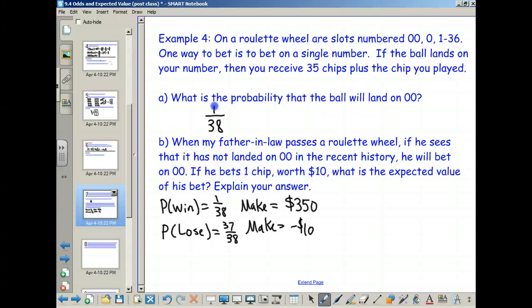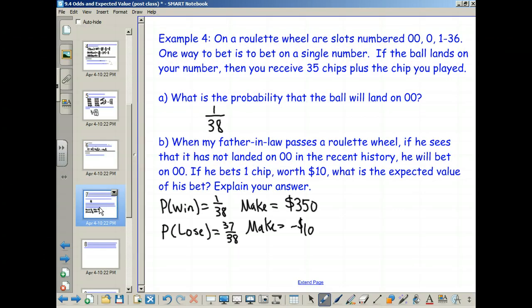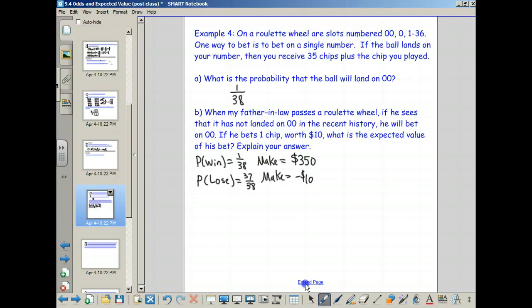Okay, everybody with me? So expected value, as we saw on the previous screen, takes each outcome times the probability of that outcome. I have two outcomes, winning and losing, and each of those outcomes has a value associated with it. So my expected value is the outcome, $350 if I win, times the likelihood that that really happens, which is 1 out of 38.